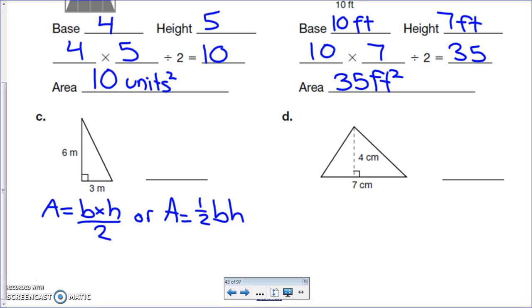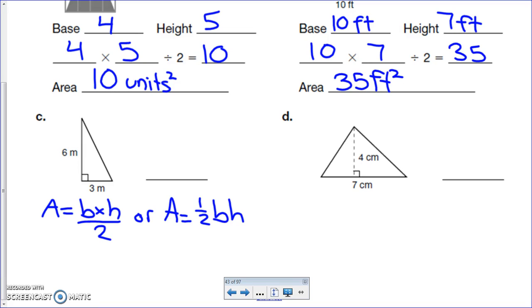Sometimes you'll see it as base times height over a fraction bar and then a 2, which means divided by 2. Or you're going to see it as 1/2 times the base times the height. 1/2 multiplied by the base and height is the same as dividing by 2. So you can use whichever formula is easier for you. We're going to go ahead and use the one on the left on this problem.